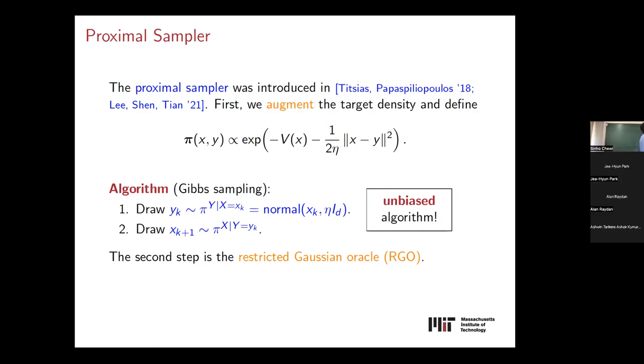Okay, but if you assume that you can implement the RGO, then this algorithm is unbiased for this augmented target distribution. That's just because Gibbs sampling is always an unbiased algorithm, a general property of Gibbs sampling. And also the x marginal of this distribution is going to be equal to e to the minus V, the original distribution we want to sample from.